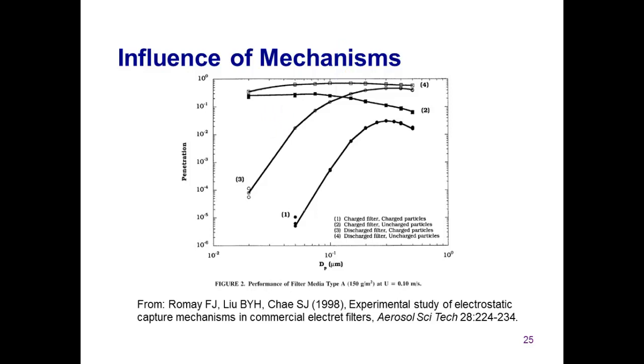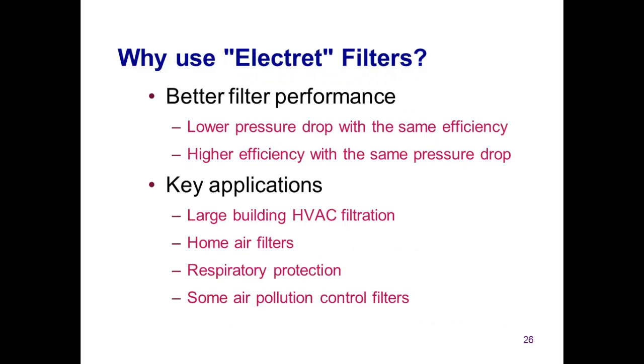Electrostatic attraction is an important filtration mechanism because it can enhance the capture of airborne particles beyond the mechanical filtration mechanisms. So what kinds of performance improvements do electret filters allow? With electrostatic attraction, filter manufacturers can design a filter that has lower pressure drop, the resistance to airflow, for the same efficiency, or higher efficiency for the same pressure drop, or resistance to airflow. There are several important applications for electret filters, including large building HVAC filtration, potentially including swine operations, filters used in home furnaces, filters used for respiratory protection, and some air pollution control filters.